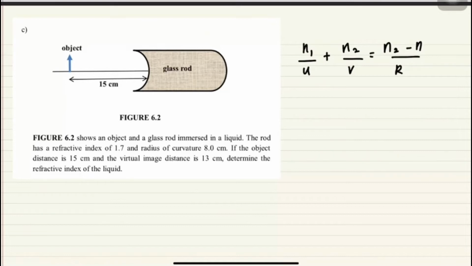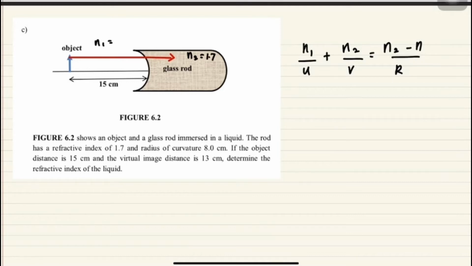Okay, so if you get this kind of question, the first thing from the picture is to draw the ray from the object. If the object is on the right side, you draw from right to left. Here the object is from the left, so to the right. This is the direction of the ray. The medium where the object sits is N1, the other medium is N2. In this case, the rod is 1.7, and N1 is actually the liquid.